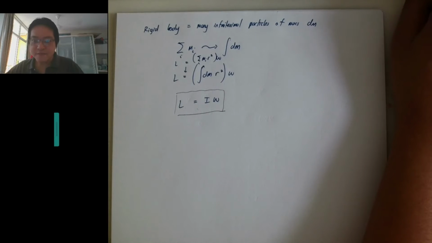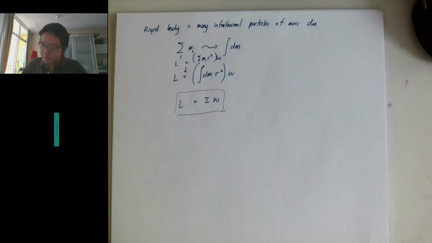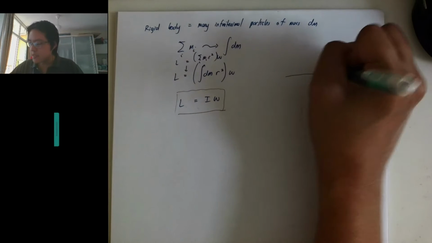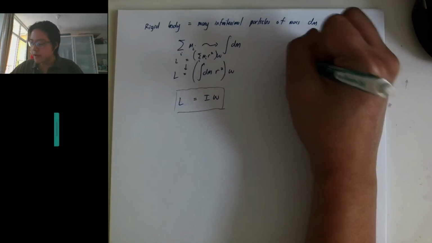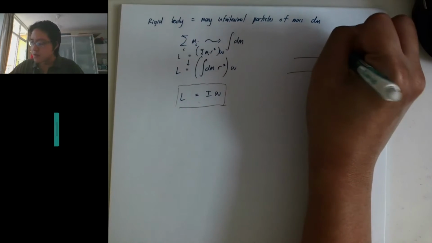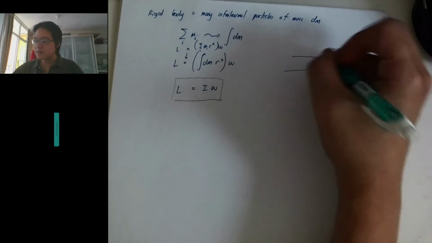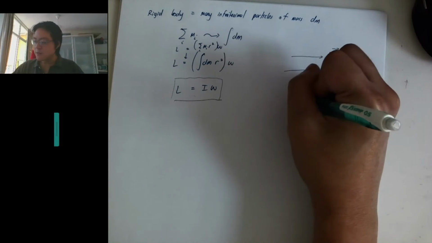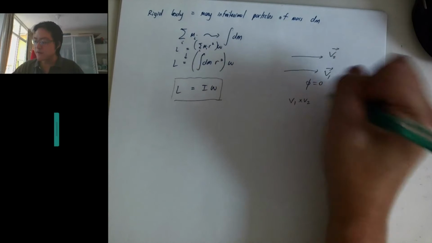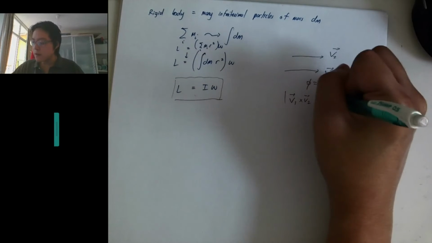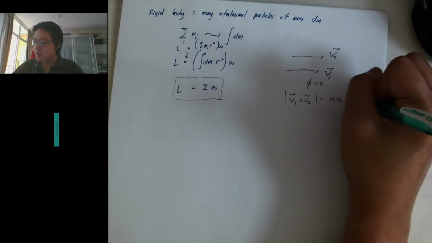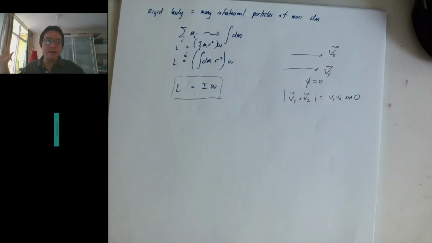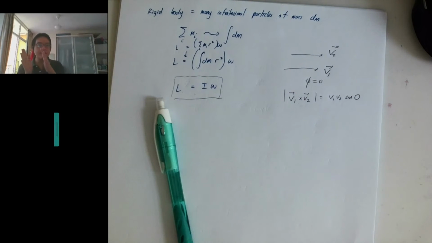Correct. Yes, v cross v is 0 because sine 0. If I take a product, let's say I have a vector v1 and another vector v2, and the angle between the two vectors is 0. The magnitude of v1 cross v2, if they are parallel, is just v1 times v2 sine 0, so the whole thing becomes 0. So if two vectors are parallel, the cross product will become 0.